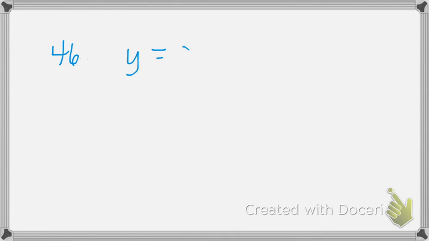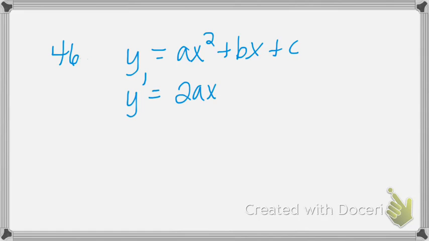46 is not too difficult. It's already written kind of nicely. So the derivative here, since x is my variable, is 2ax plus b, and the derivative of c is 0, so nothing else there.